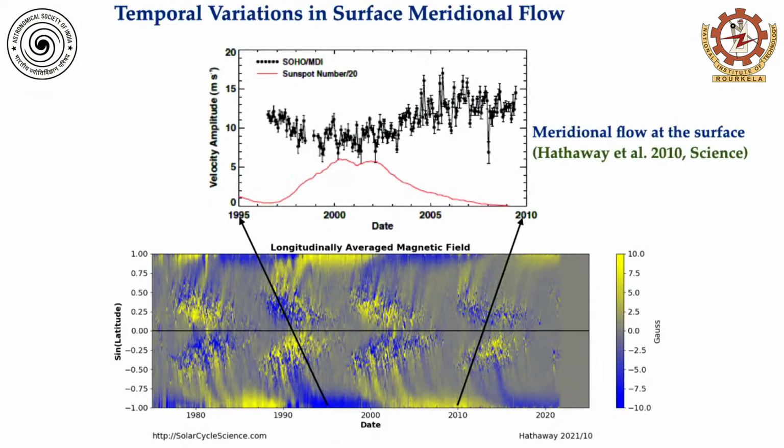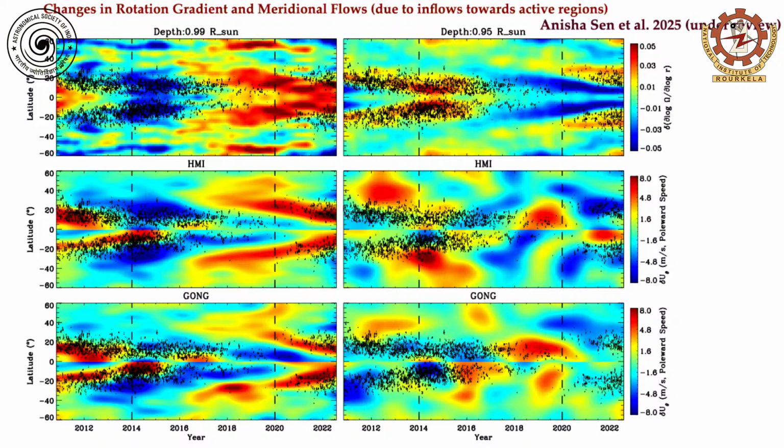So I will skip this. This is the result which we found, which is under review and close to being accepted. It has already been reviewed, we are just working on the revisions. What is plotted here is, in the first top two panels, what I just explained: the changes in the gradient of rotation as a function of depth at 0.99 and 0.95.